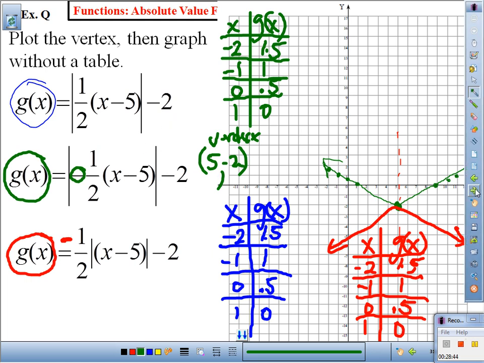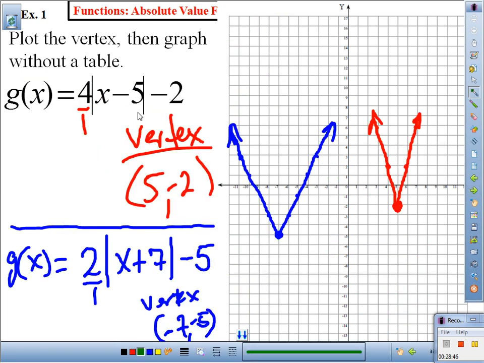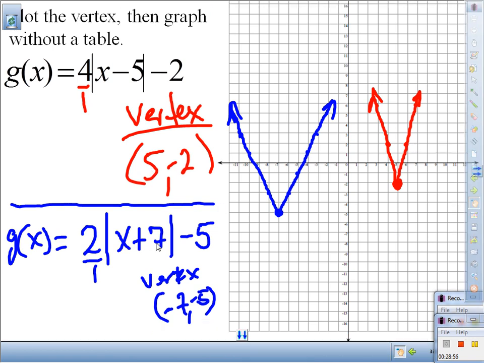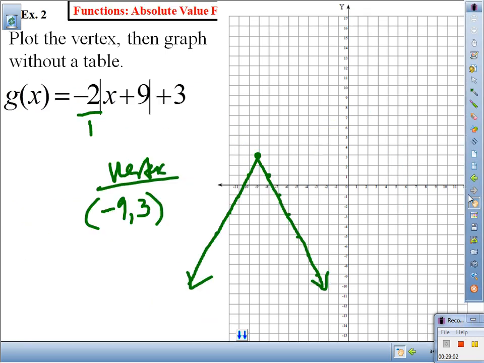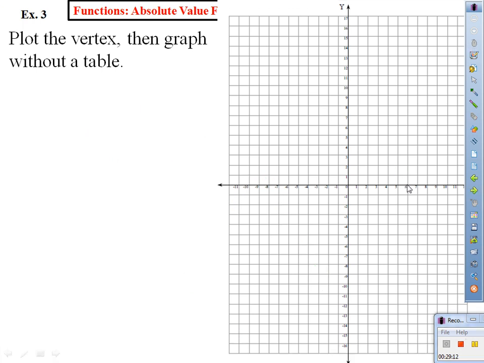From there, we moved on to this one. x minus 5 were by themselves inside the absolute value. That's where we can identify that the vertex was 5, -2. Here, x plus 7 was by itself. That's where we identify that -7 and -5 was the vertex. And this last one, x plus 9 was by itself. That's why -9 and 3 was the vertex. Are we there? Yeah. Okay, here goes another one.